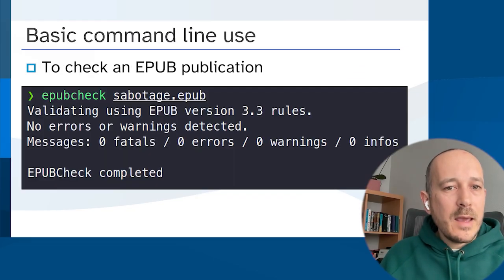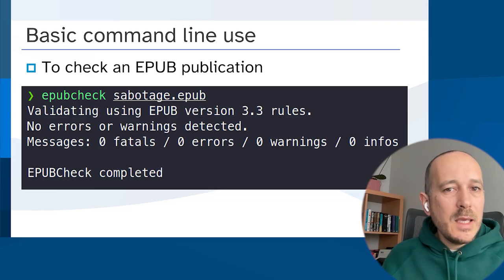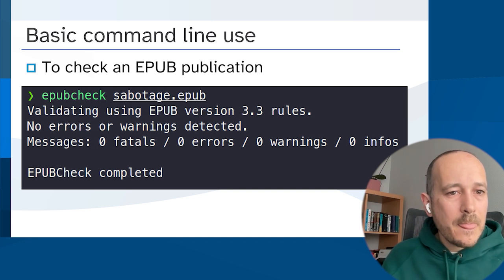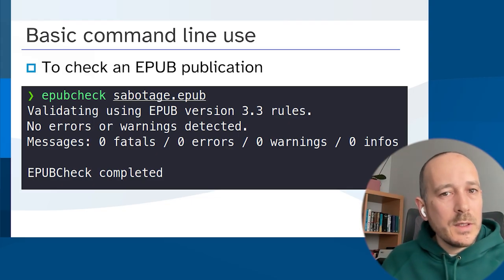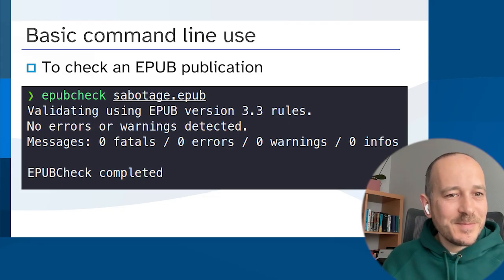So let's dive in and see how to run our first command. The most basic command is to type EPUB Check, that's the name of the command, followed by the path to the EPUB file you want to check. Here, my test file is called sabotage.epub. So if I'm in the directory where my file is, I can type EPUB Check space sabotage.epub. It turns out I'm lucky, or rather the EPUB producer did a good job, because EPUB Check tells us no errors or warnings were detected. The EPUB is conforming to the specification, yay!